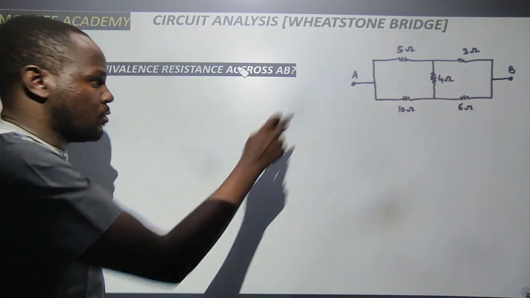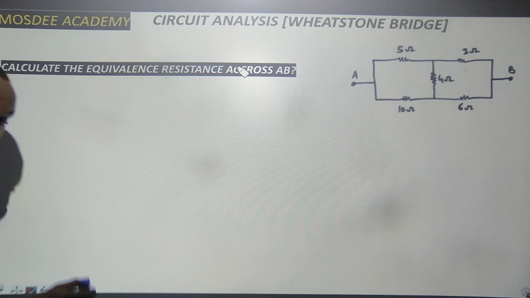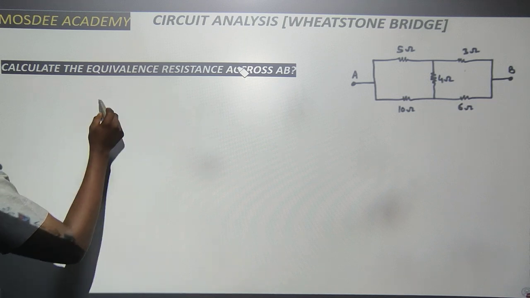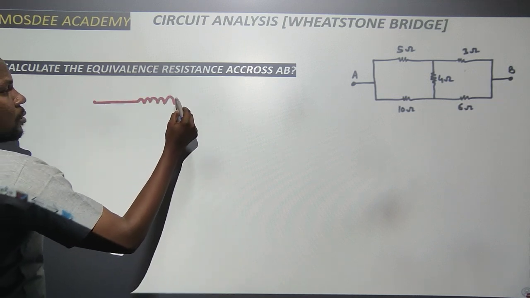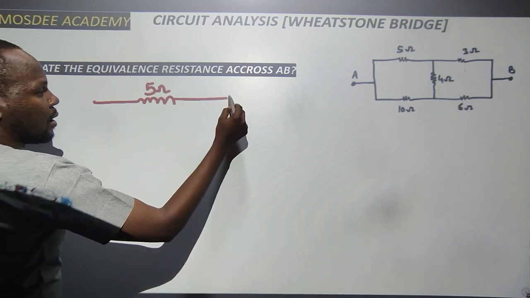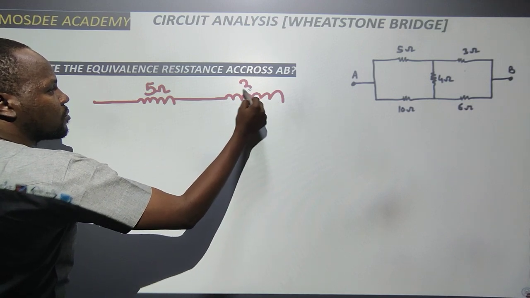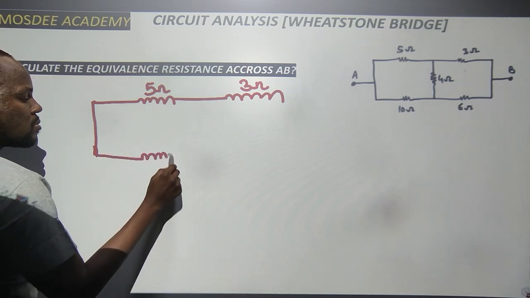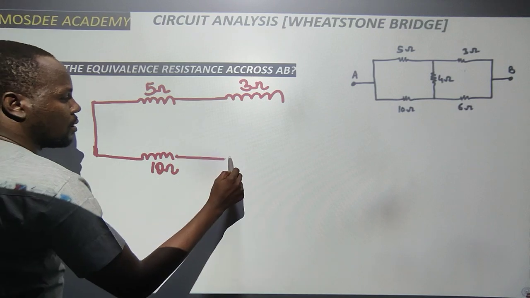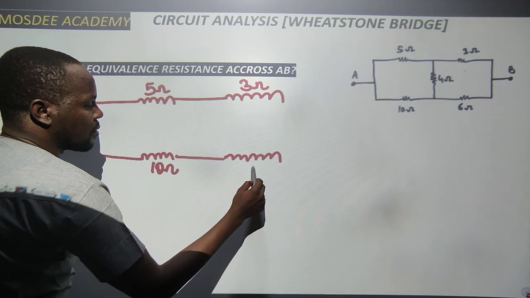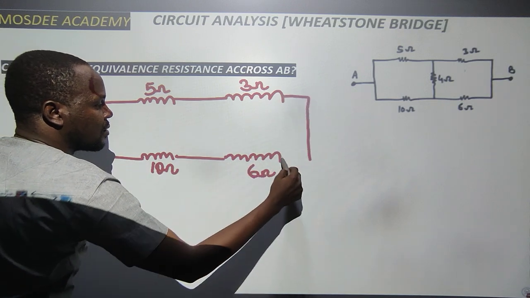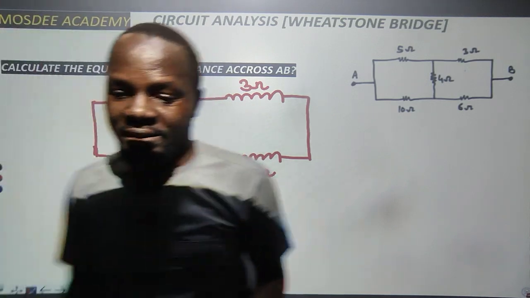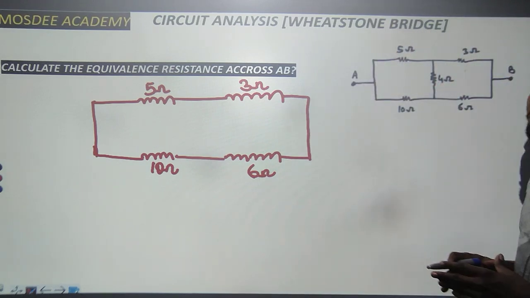Like I said, if we remove the middle wasting bridge, this is what we are going to have. Something like this. Look at that, we have 5 ohms and 3 ohms that are connected like this. These are the terminals. Then you have the other one, this is 10 ohms, and this is the 6 ohms. This is the way it is now connected, and you are going to have a simple circuit. Calculating the equivalent resistance of this simple circuit, I think we can all do it now, because it's now simple.